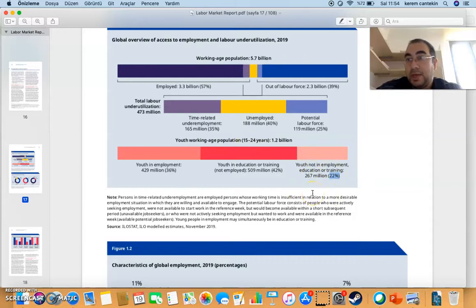Those people are also not working. Well, you might say it's normal for a 15, 16-year-old person not to work, but those people are also not in education. Some of them might be young women who have some responsibilities inside their parents' houses, or maybe some of them might even be married and have responsibilities in their husbands' houses. But there might also be some males in this group. So the total number is 1.2 billion youth working age population.